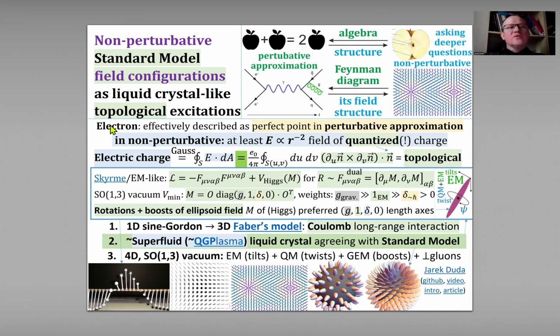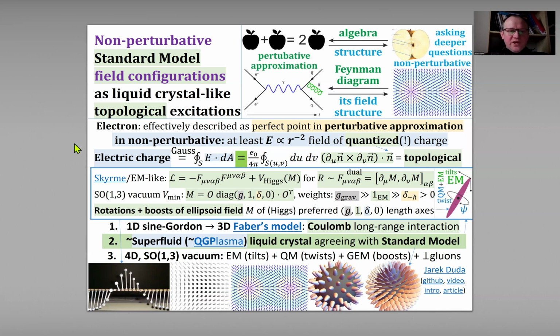For example, an electron can be represented as a perfect point in Feynman diagrams. However, there are fields, electromagnetic fields. So in this non-perturbative picture, the electron needs at least this electric field, 1 over distance square. Moreover, this field should have quantization. We can have the elementary charge, but not half of it, for example. So we start with the repair of this lack of charge quantization.